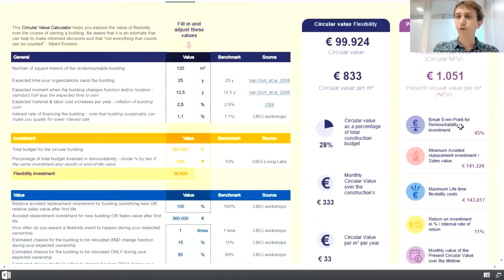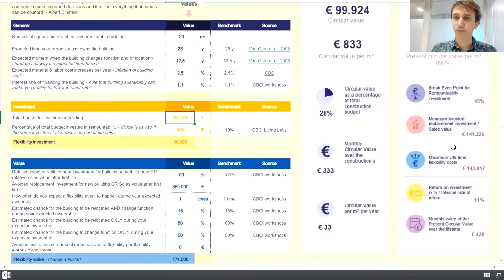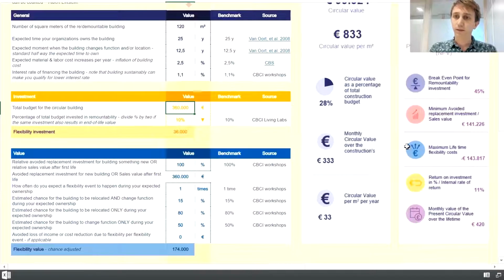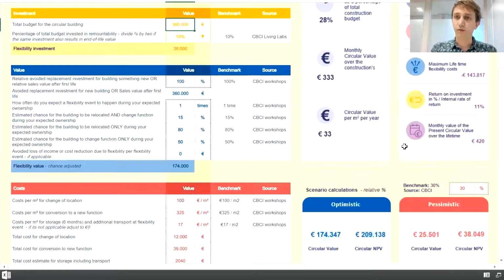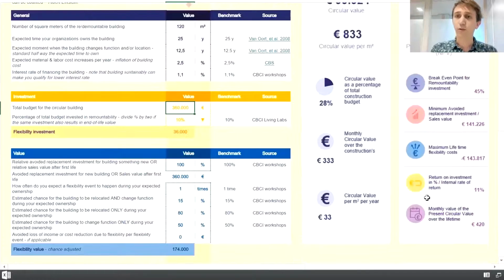Then we have a break-even point for remountability investment. That means that if we put this value to 45%, it will be getting to around zero. The value that comes out, the circular value, as you can see. So in this way, you see how much you can actually invest in remountability to still make an interesting case. Yeah, and you have other metrics as well. So here you see the rate of return to 11% and the monthly circular value. So yeah, just use them accordingly.